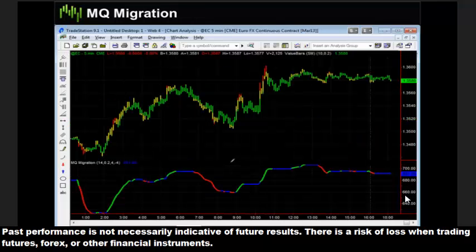This is an indicator we call MQ migration, and we haven't used this a lot, but it's really a neat indicator, and it's pretty powerful too if you learn how to use it. This is detecting the value migration in a market.